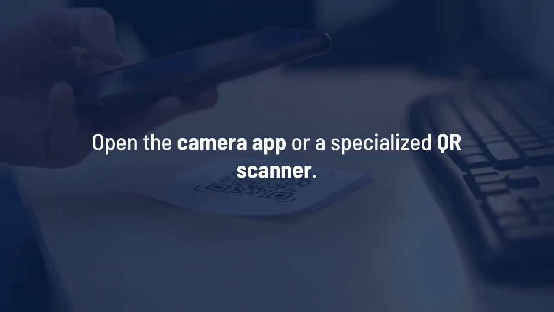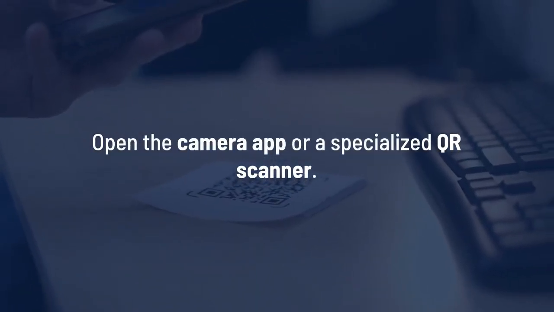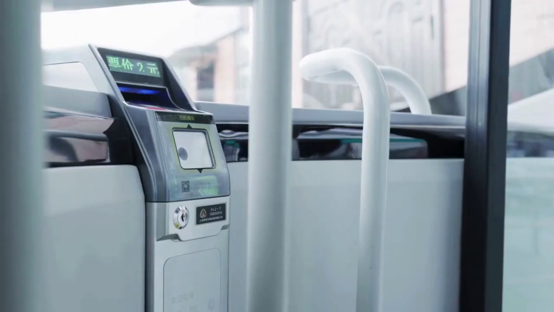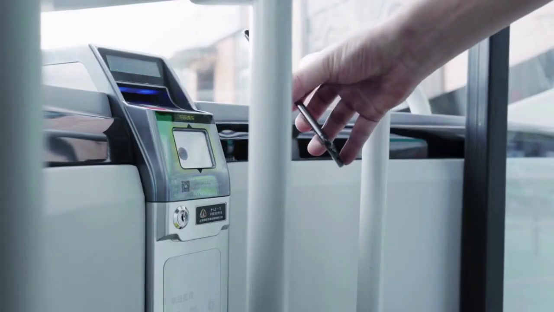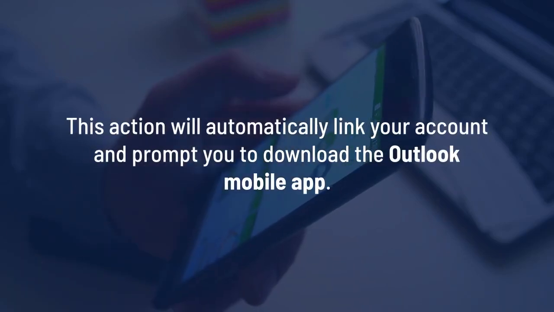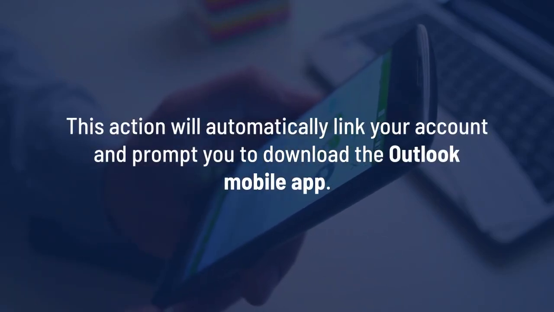Clicking this button will display a unique QR code on your monitor. Take your smartphone and open the camera app or a specialized QR scanner. Point your phone at the computer screen to capture the code. This action will automatically link your account and prompt you to download the Outlook mobile app.